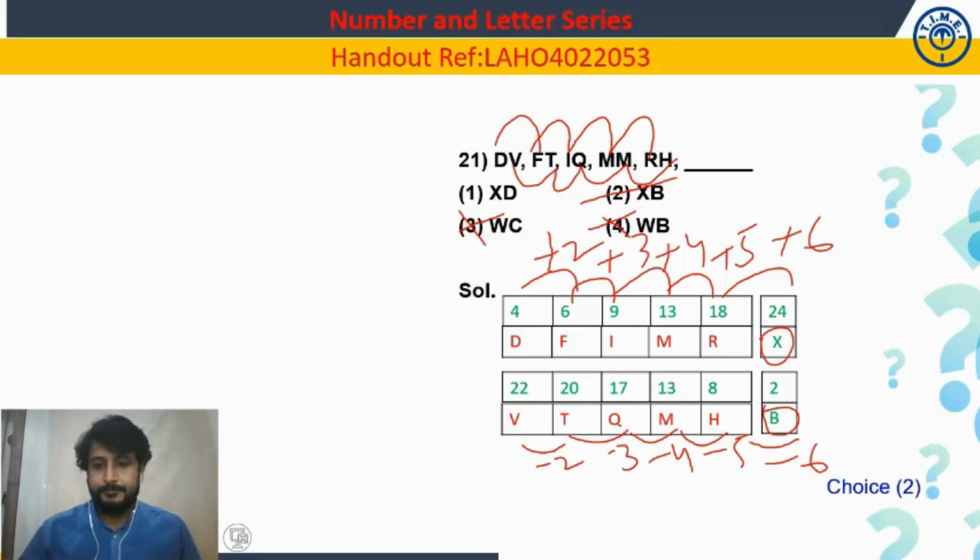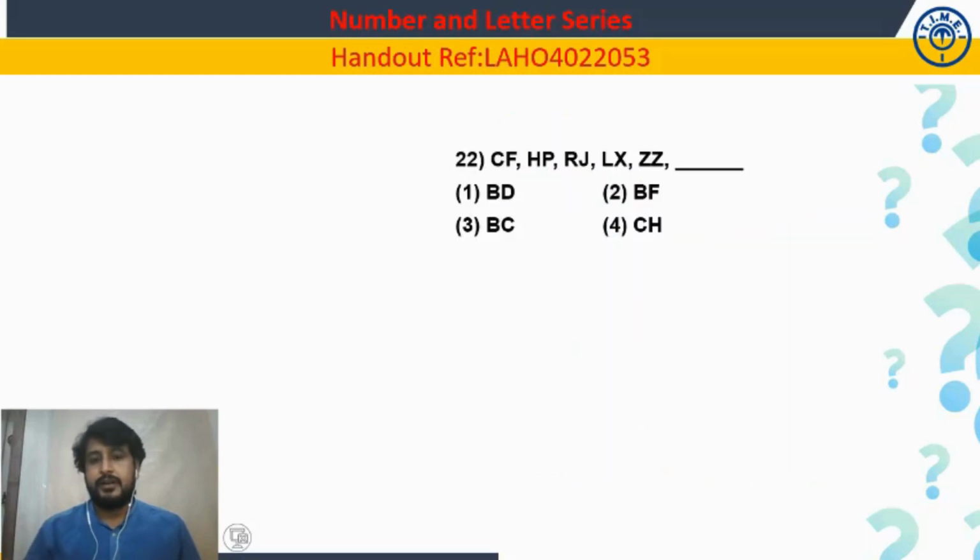Completed noting? Okay, fine. Now, try it once. Here each group consists of how many letters? 2 letters. CF, HP, RJ, LX, ZZ. Try it once.